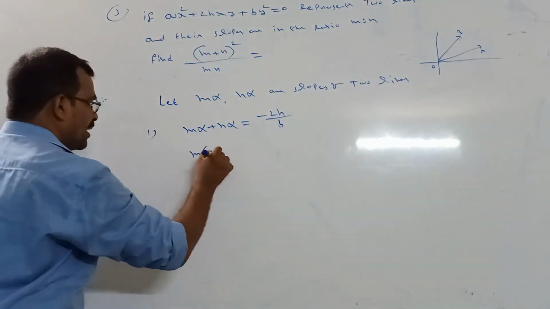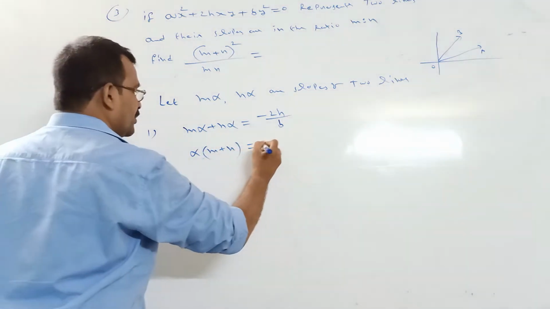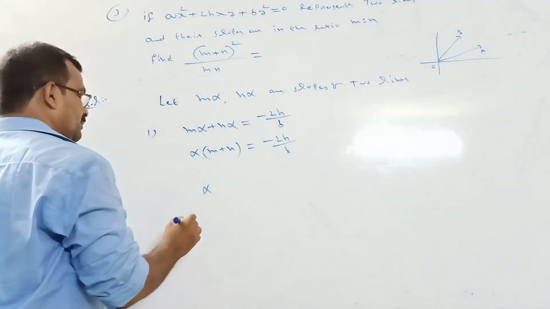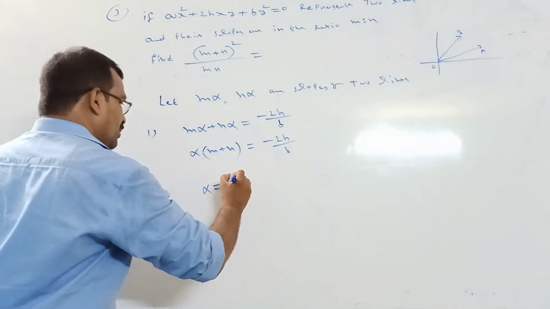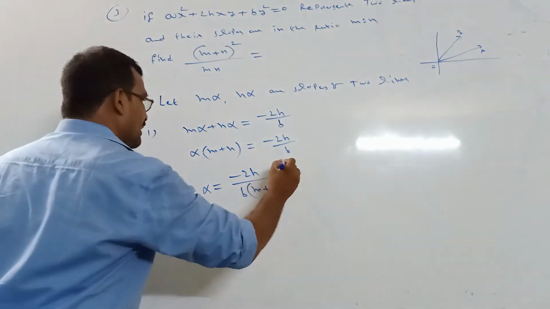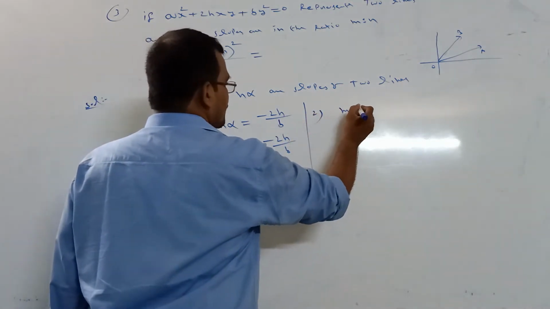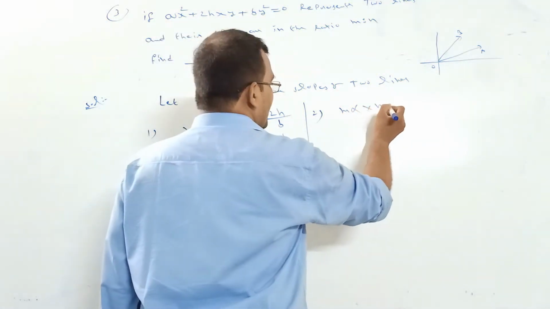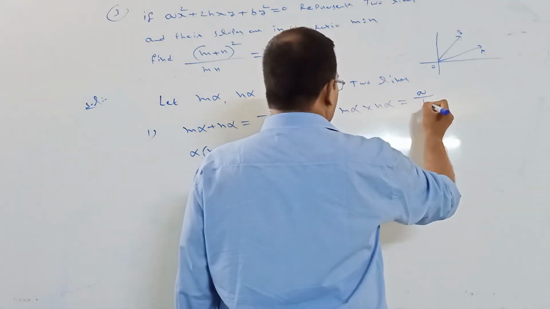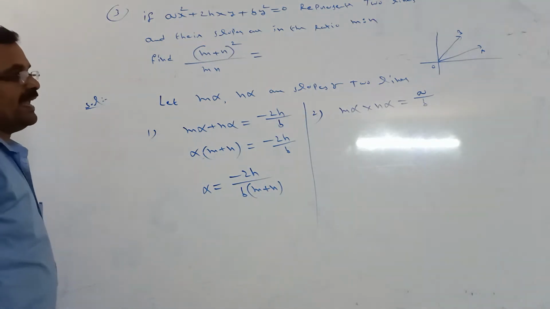Next we take alpha common: alpha into m plus n equals minus 2h by b. So here alpha equals minus 2h by b into m plus n. This is the sum of the slopes applied. Next, the product of the slopes: m alpha into n alpha equals, according to our theorem, a by b.